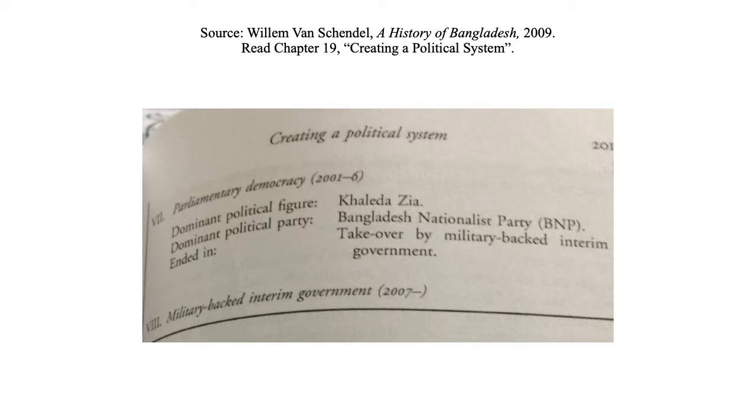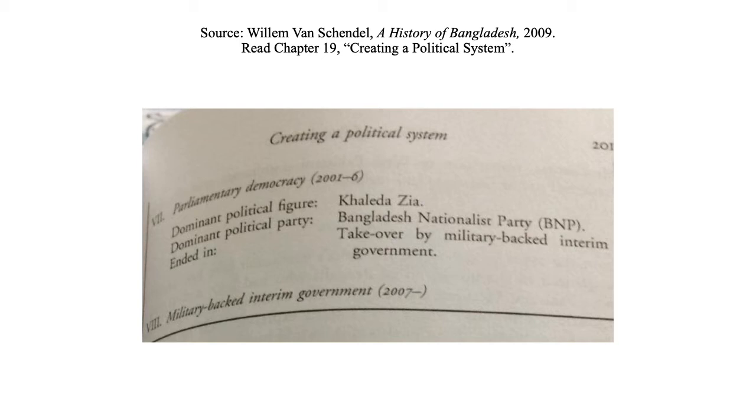And finally, in this image, Schendel discusses 2 more phases of the political system of Bangladesh. Number 7 was parliamentary democracy from 2001 to 2006. Dominant political figure Khaleda Zia. Dominant political party, Bangladesh Nationalist Party, and it ended through a takeover by the military backed interim government.